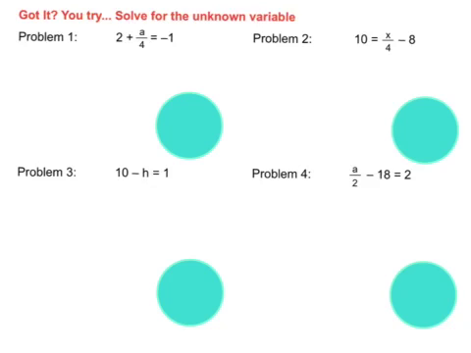And our answers for problem number 1 is A equals negative 12. Number 2, our answer is x equals 72. Number 3, h equals 9. And in number 4, we get a equals 40. These are great problems to ask about tomorrow in class if for some reason your answer doesn't match mine. Also, go ahead and try them again now that you know the answer.